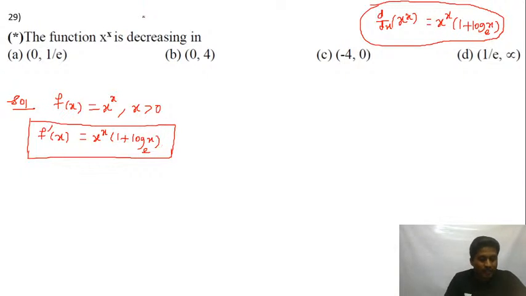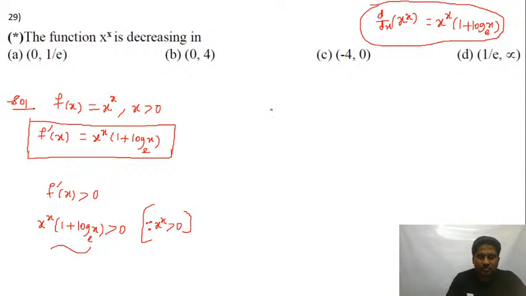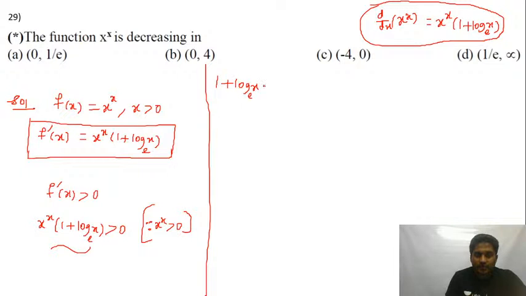I am supposed to find the interval where the function is increasing. So this means that f dash of x is greater than 0: x to the power of x into 1 plus log x is positive. We all know that x power x is always positive, neither negative nor 0. So what is left is 1 plus log x to the base e is greater than 0. From this I can write log x to the base e is greater than minus 1, so x is more than e power minus 1, that is, x is more than 1 by e. Obviously x belongs to the open interval 1 by e to infinity. Answer is option D.